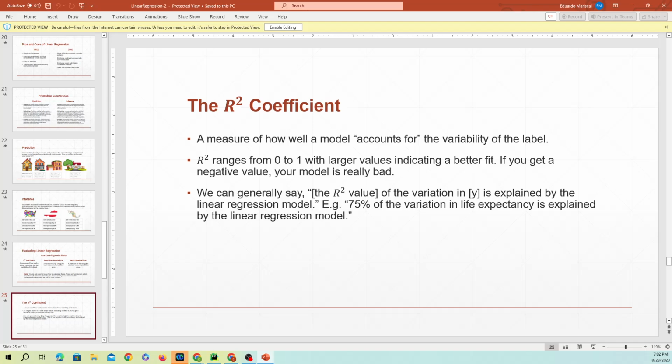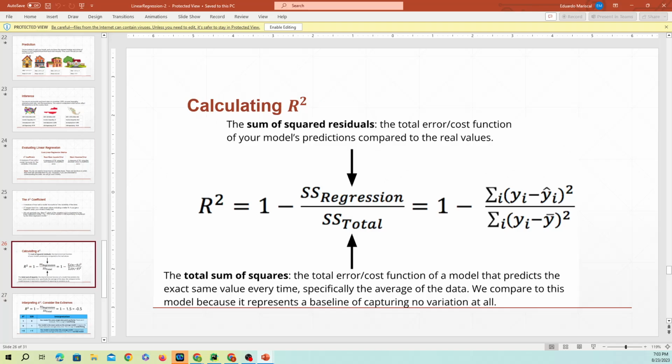Here's a little more depth on the mathematical part of it. The sum of the squared residuals. SS means the sum of squares. So the total error cost function of your model prediction compared to the real value. So we're saying here that 1 minus the sum of squares regression divided by the sum of squares total is going to be your R squared. So that would be practically 1 minus your residual over there. So here is one residual.